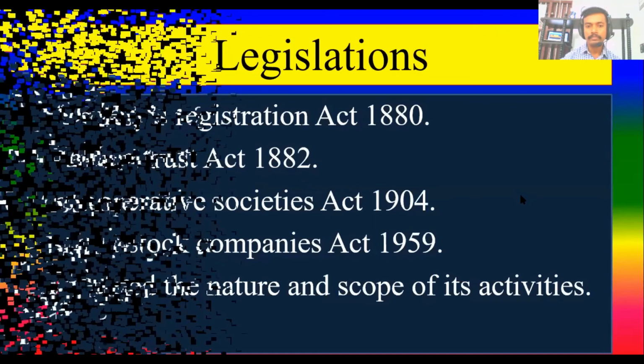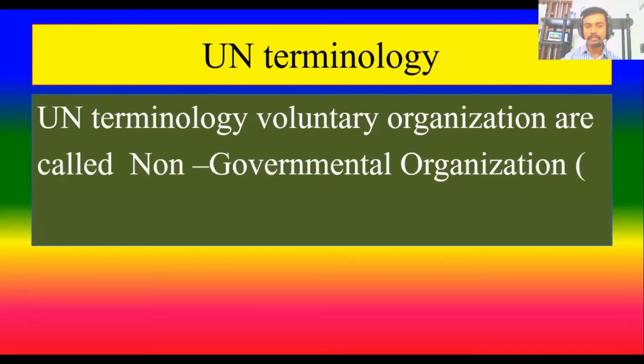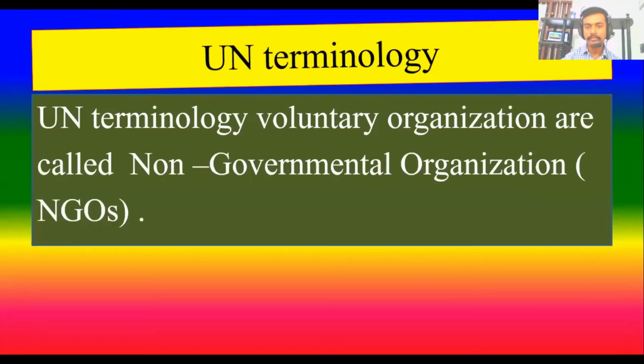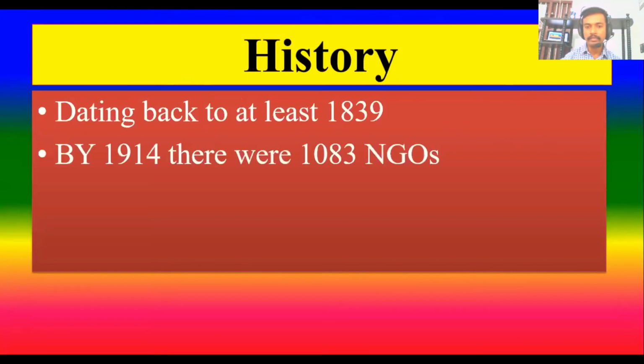Next, NGO is an international terminology used by the UN, non-governmental organization. History: dates back at least to 1839. By 1914, there were 1083 NGOs.